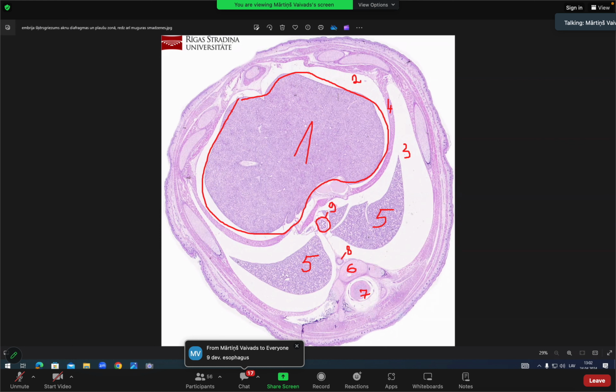Esophagus can be seen in some of these slides, especially if you see something near the lungs that doesn't really look like a bronchus. So esophagus can appear. Any idea what these structures are? Ribs, developing ribs. You see developing ribs here. These fragments are developing ribs. Number 10, developing ribs.